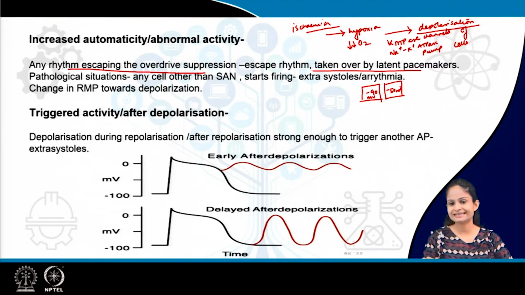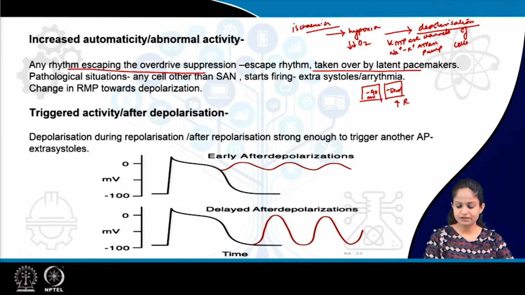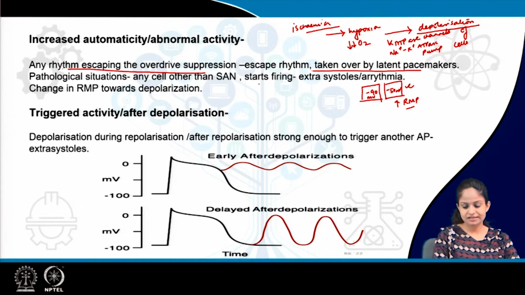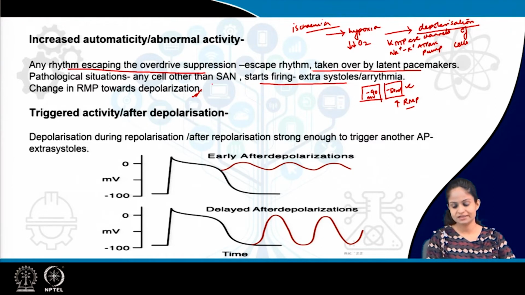It will be less electronegative, which also means this potential will be close to the resting membrane potential or threshold potential. So, these cells will be very much active. These ischemic cells will be very much liable to increased automaticity or triggered activity. So, this is the basis of the generation of extrasystoles or arrhythmia because of increased automaticity of the cells. They start firing extrasystoles, because there is a change in the resting membrane potential towards depolarization.